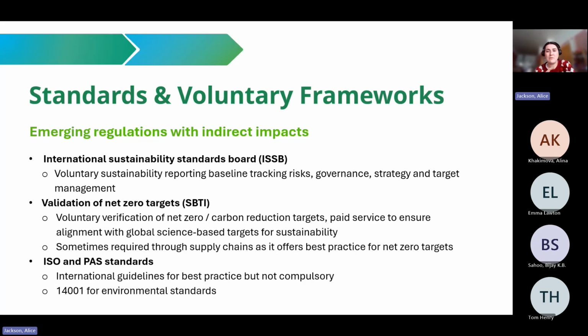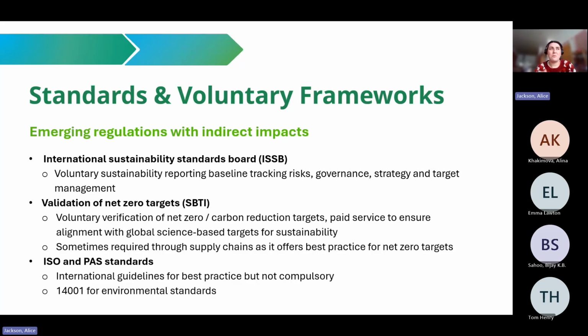And then there's a couple I wanted to mention here for standards and voluntary frameworks that are not required of anybody, but are maybe things that you'll come across that are useful to see. So the International Sustainability Standards Board is essentially best practice on sustainability reporting, because there are so many different sustainability areas, whether it's environmental, social, or governance, whether it's carbon or waste, or on the finance side and the claim side.